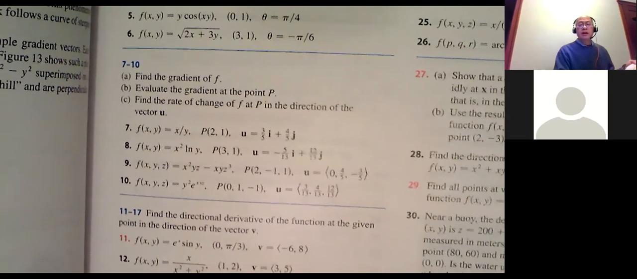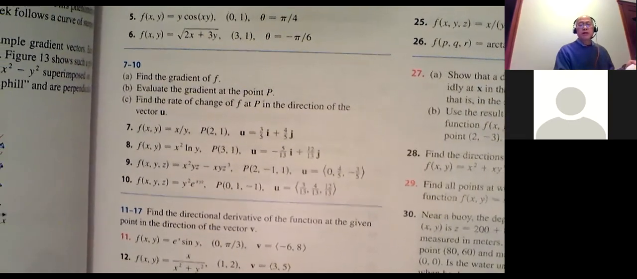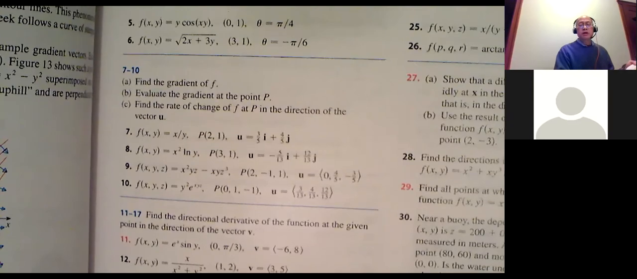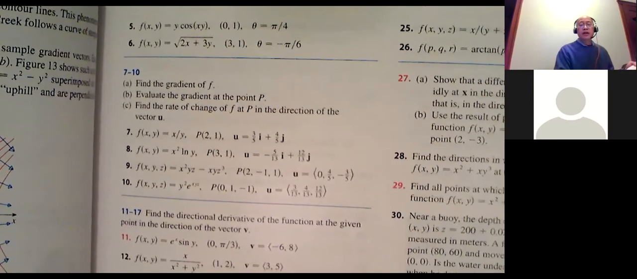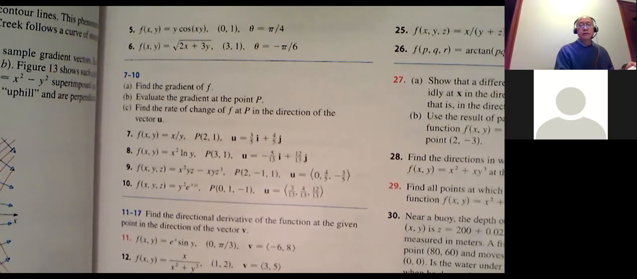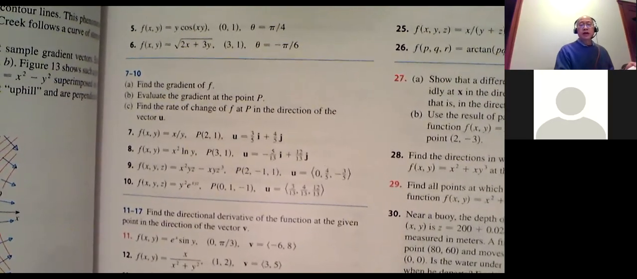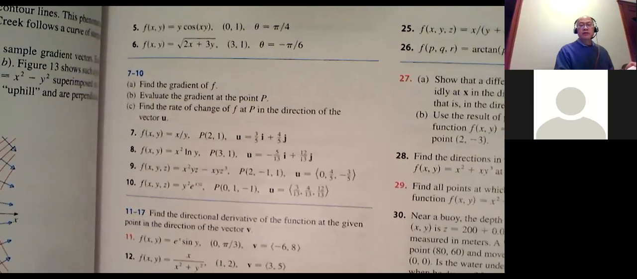Find the gradient of f. So by definition, gradient is the vector whose components are the partial with respect to x, y, and z. Evaluate at a given point, just plug it in. And find the rate of change of f at p in the direction of the vector u.